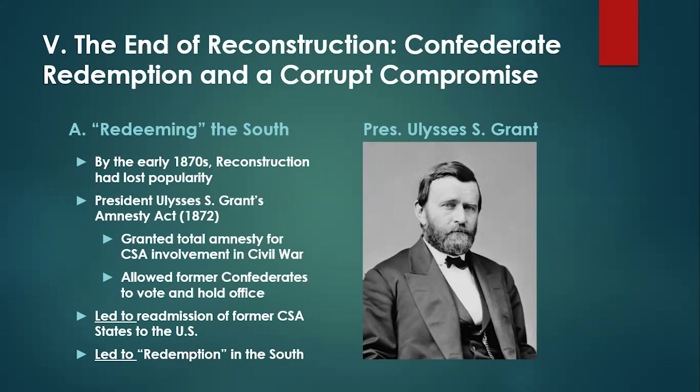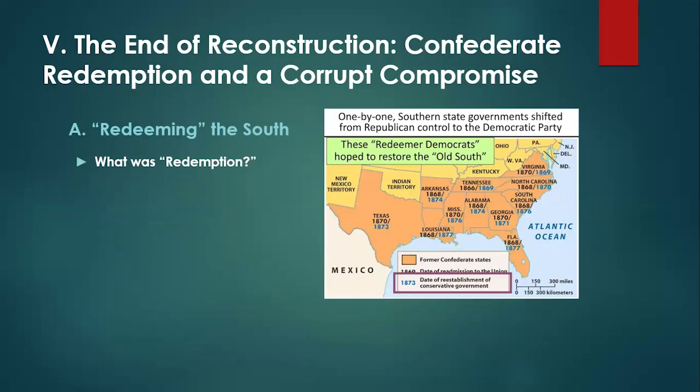And there were many people within the South who were set on, as they considered it, redeeming the South. Okay. Those who were claiming to want to redeem the South were really interested in making the South as much like it was before the Civil War as possible. And this process was all made possible by Grant's Amnesty Act. So, what really was redemption, though? How can we really understand it, put it into words, and put a label on it?